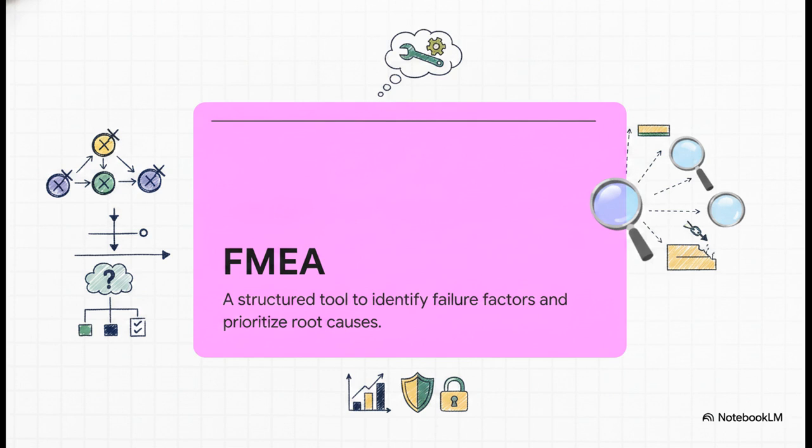Instead of just sitting in a room casually brainstorming what might go wrong, the FMEA forces a cross-functional team to list every single step in a process and systematically break down exactly how it could fail, what the effect on the customer would be, and what the root causes actually are. It completely takes the guesswork out of risk management.